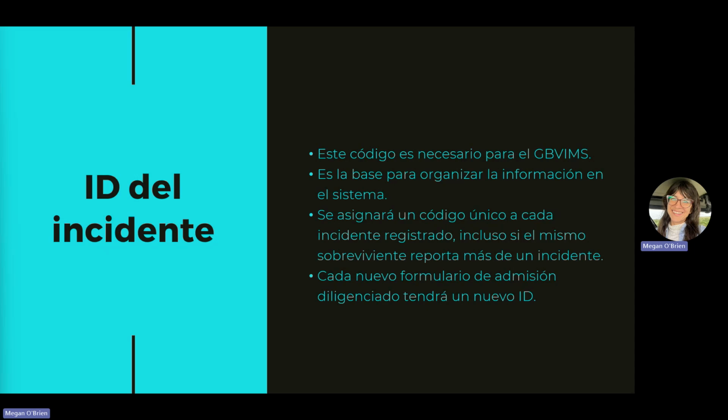I think something helpful here is to think about a case file. You have an actual file for a survivor that has those case management forms, their action plans, their assessment forms, their safety plans. And each intake is a reported GBV incident. And each reported GBV incident needs a unique code within that case file.